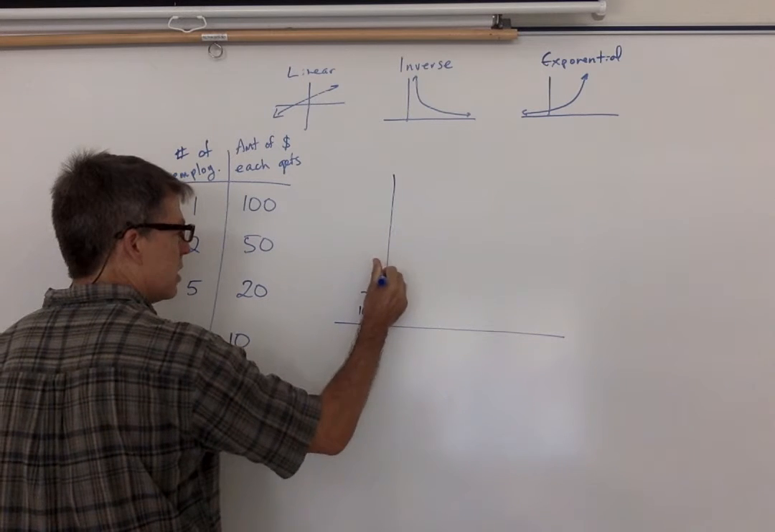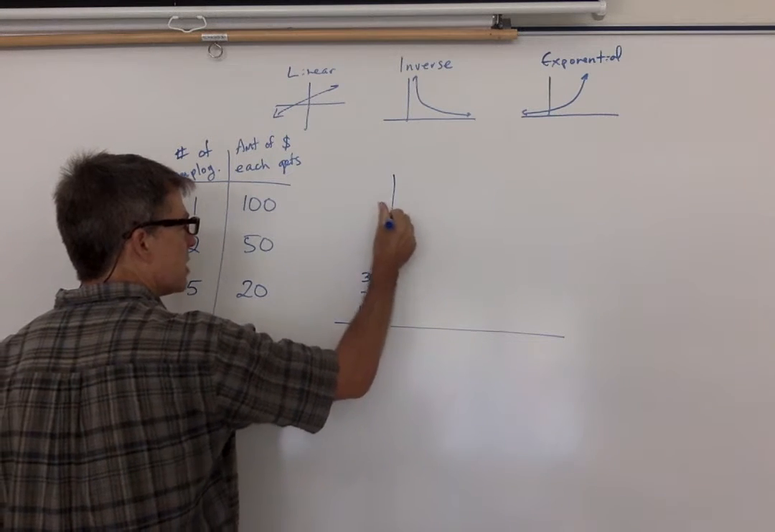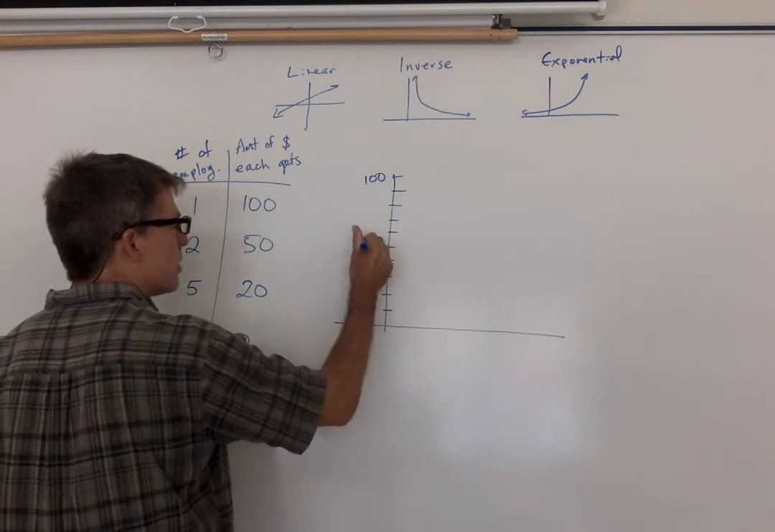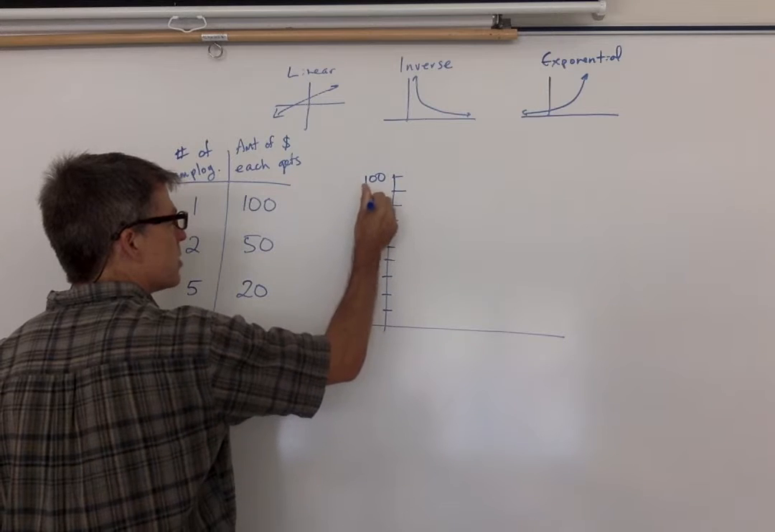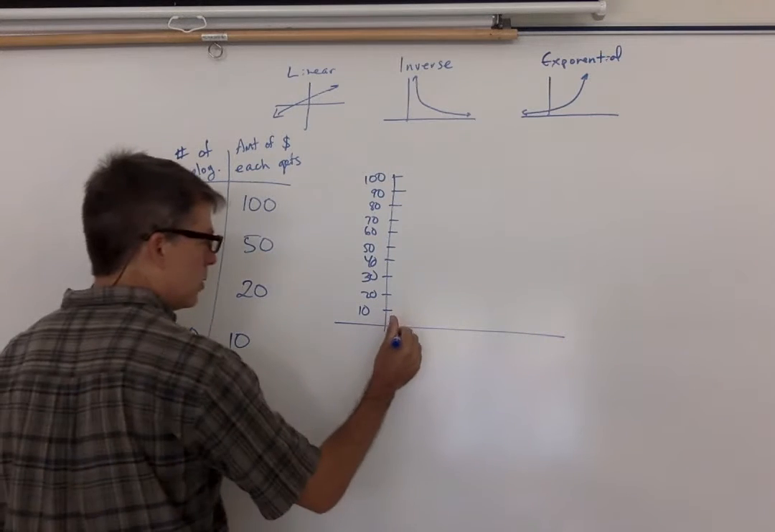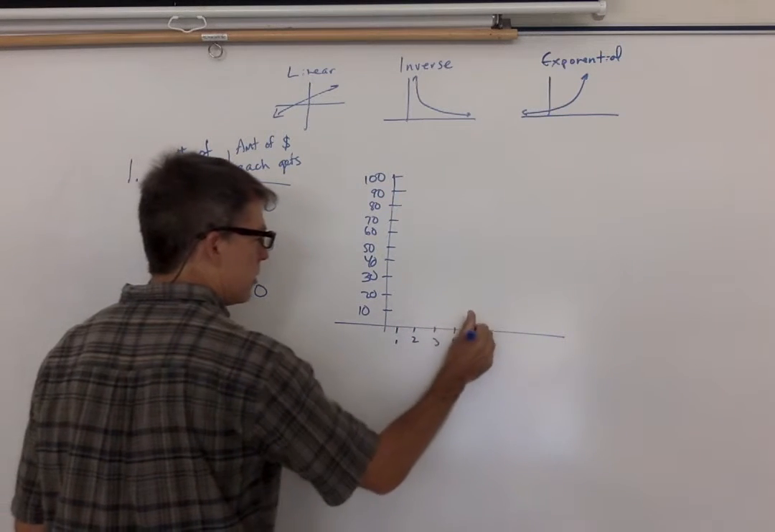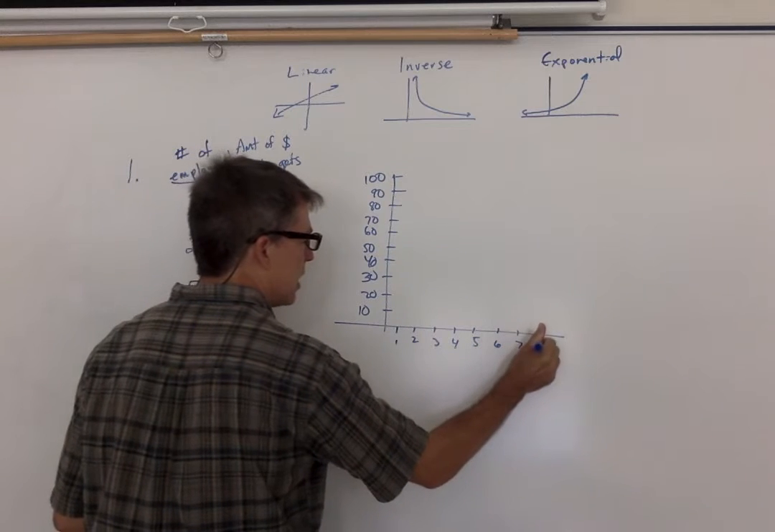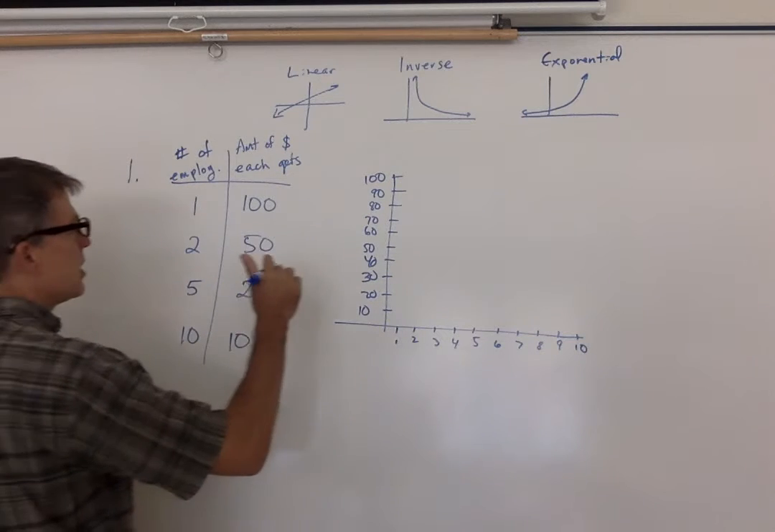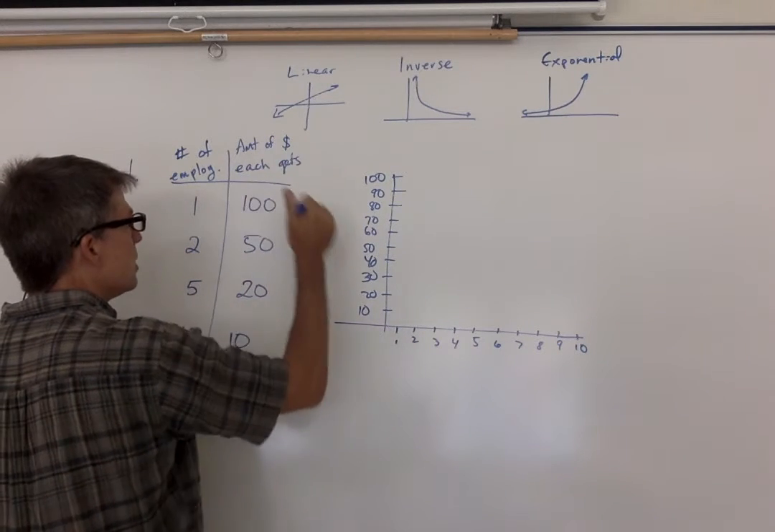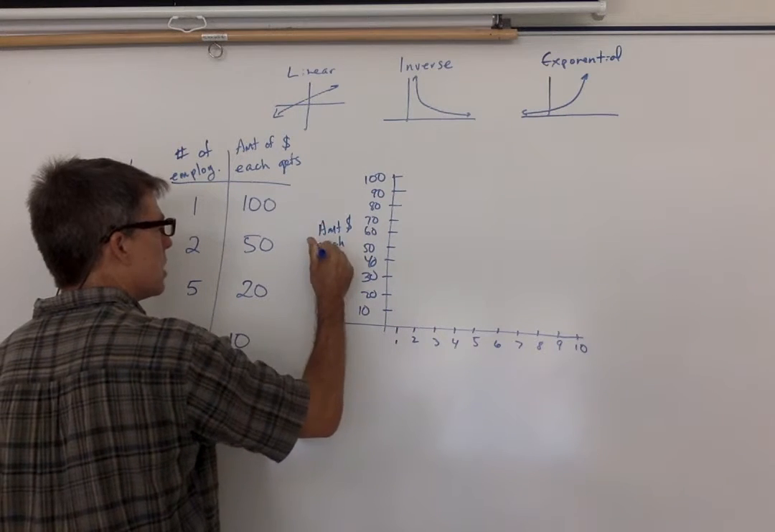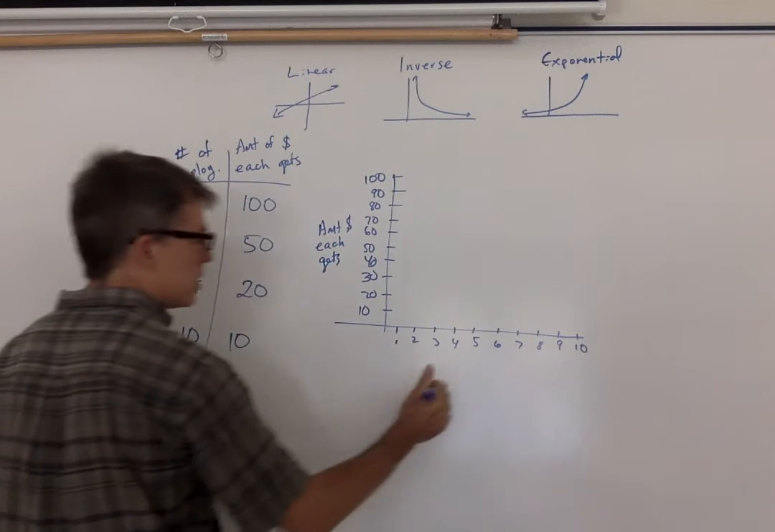10, 20, 30, 40, 50, 60, 70, 80, 90, 100, okay? I'm trying not to use up too much of your time here. And then I'm going to go by ones here. 1, 2, 3, 4, 5, 6, 7, 8, 9, 10. And you guys pause the video because I know I'm writing fast. That way you won't feel stressed out. So this is the amount of money each gets. And this is the number of employees.